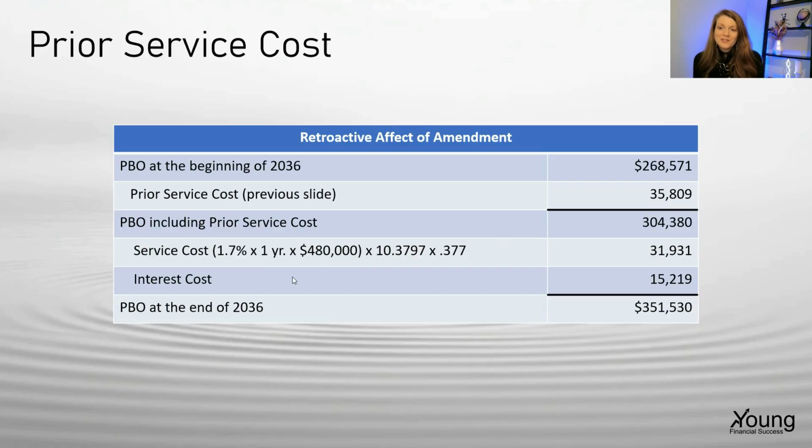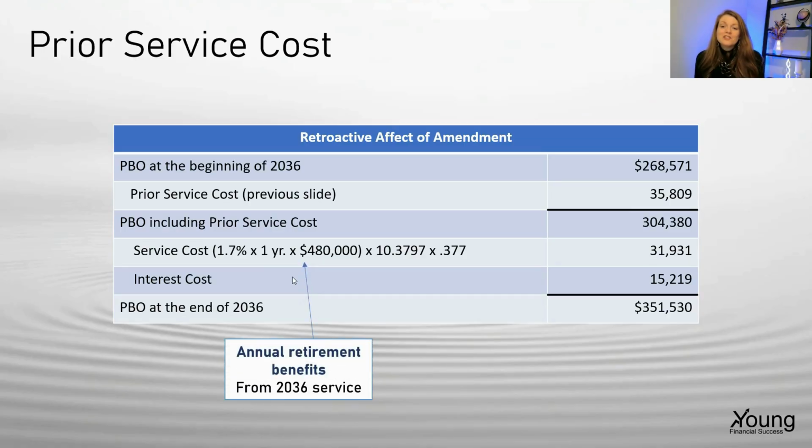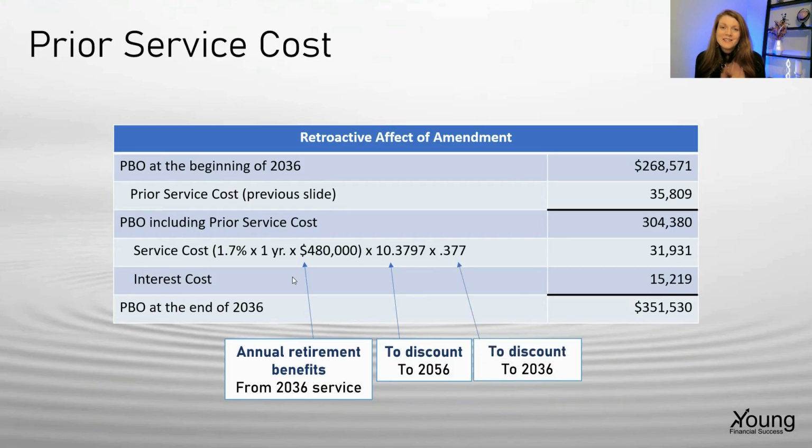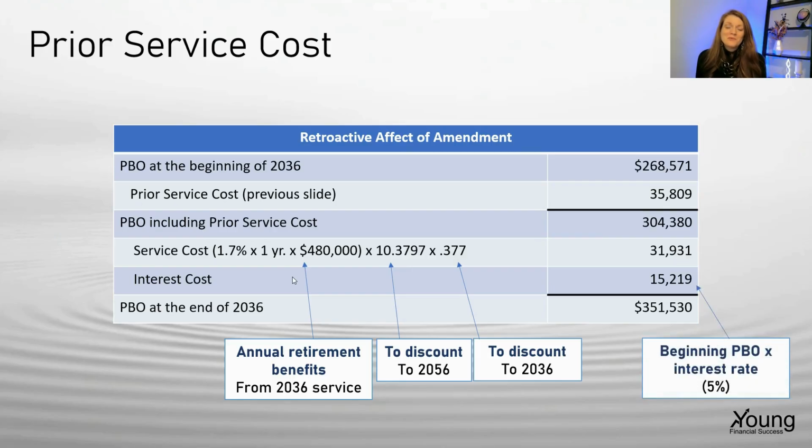Then we jump to our interest cost. Remember, our interest cost is just going to be, I forgot I had all these little arrows here. So we calculated her annual retirement benefits. We discounted it to the year we expect her to retire. Then we discount it to the year 2036. So we've got another 20 years to earn it. That's how we got that number.